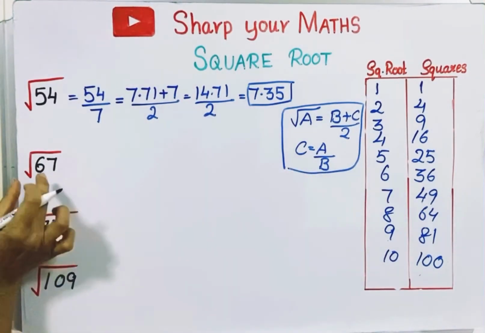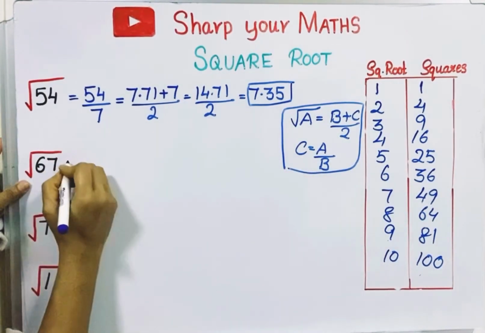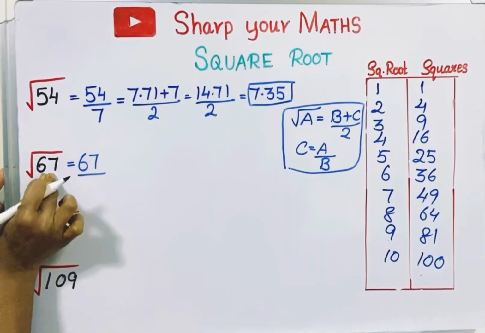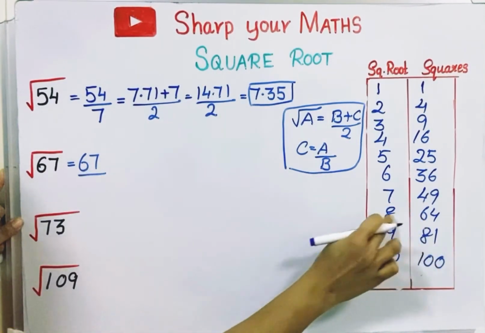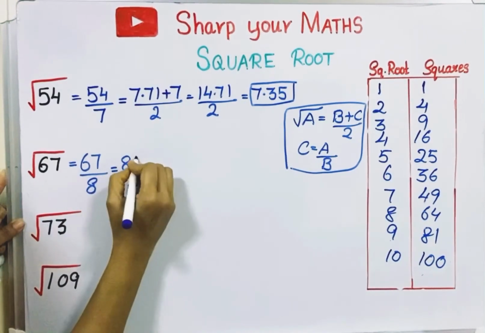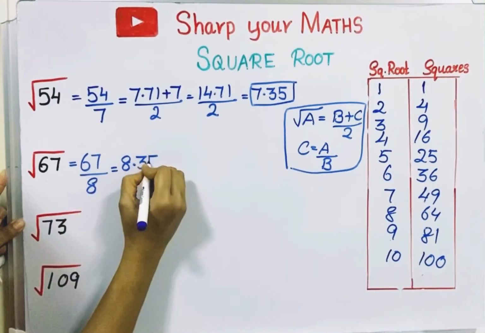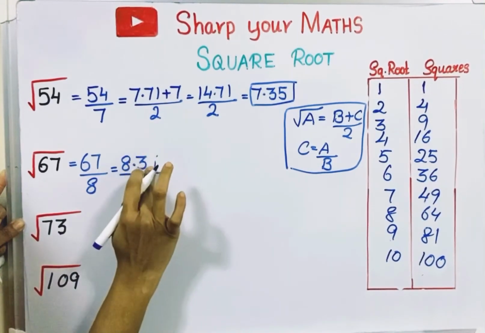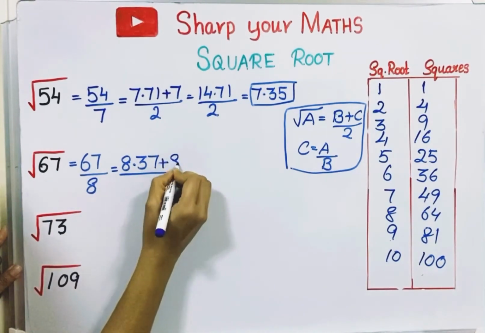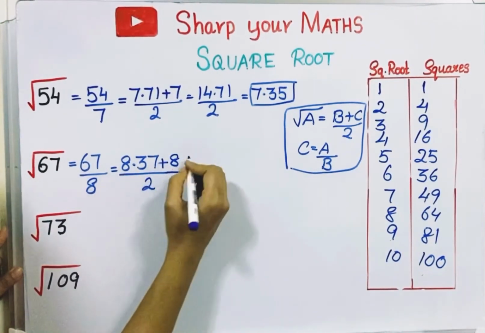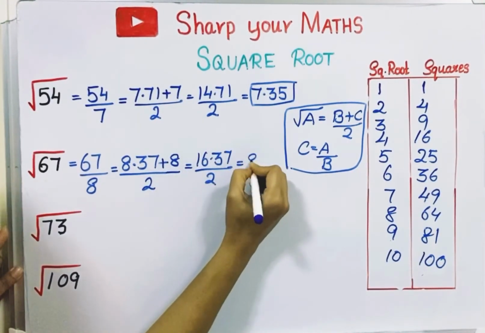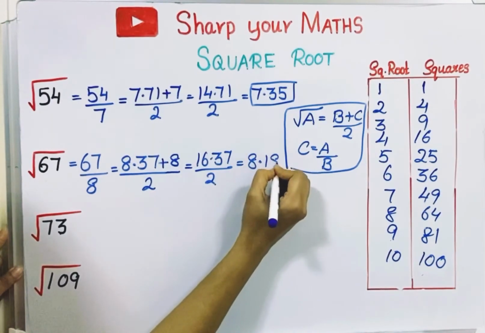So let's find the square root of this 67. To find the square root of 67, take 67. Next, find the square which is close to it. 67 is close to the square number 64. Take its square root, 8, and write here. Then do the division. So you'll get 8.37. Then again take this 8 and add it with this. Then divide by 2. So we'll get 16.37 divided by 2. The answer is 8.18.